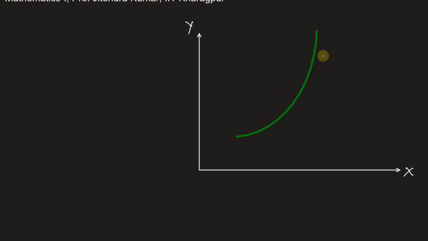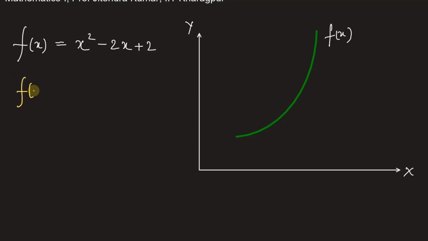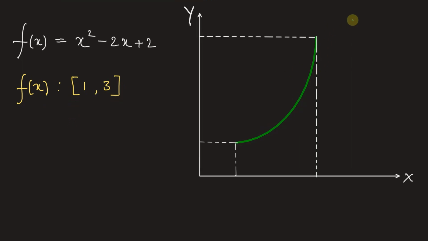Now suppose this is the graph of function f of x, that is, f of x is given by x squared minus 2x plus 2, and the domain of this function is given as from 1 to 3. So this is the domain in which f of x is defined. The function is y equals f of x, defined in the closed interval 1 to 3. So the corresponding y values will be f of 1, and this right here will be f of 3.